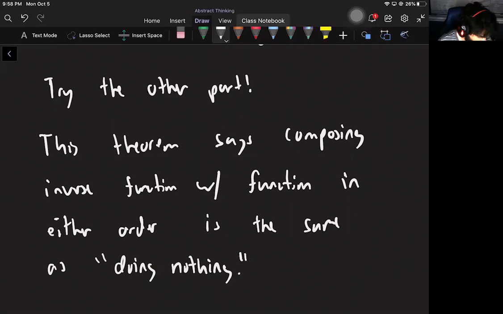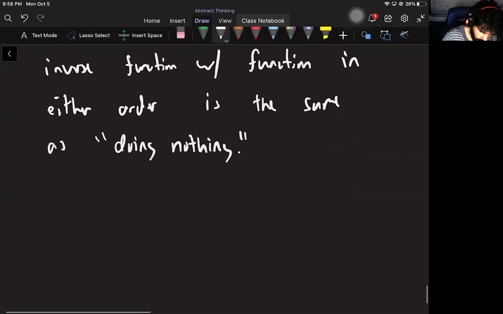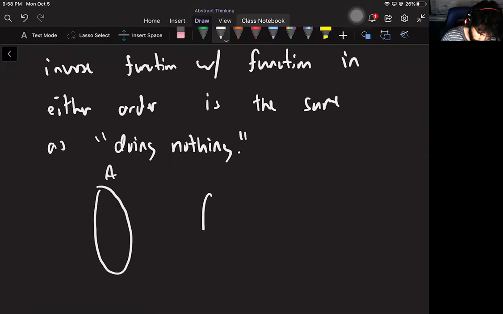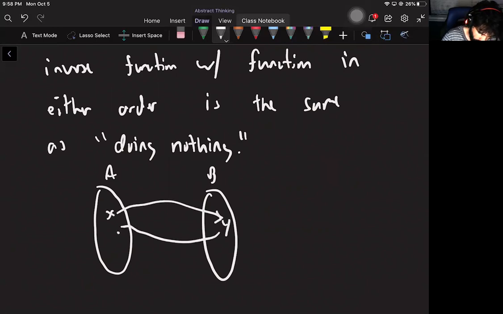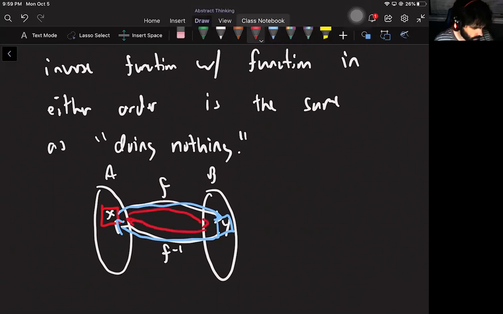What does it really mean to do nothing? Well, in pictures, we can think about it like this. If I have A and B, and I take my element x and send it over somewhere here, then I send it back with f inverse, I do nothing, because I just sent x to x. And if I start on the right, I do nothing because I just send y to y, going this way and then this way, versus this way and then this way. So that's the idea in which it does nothing.